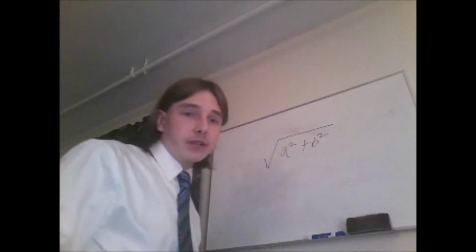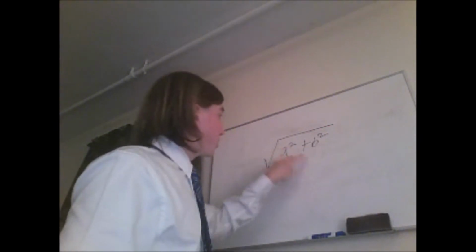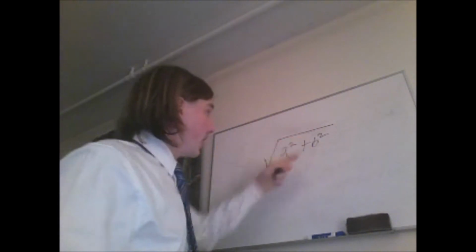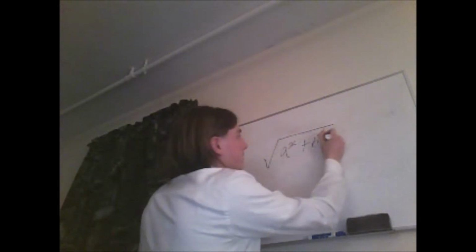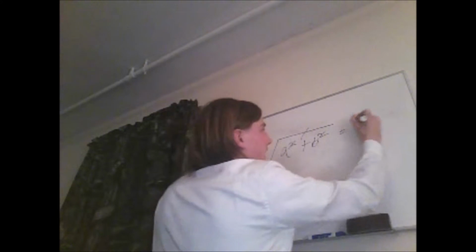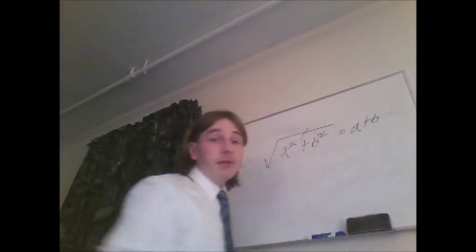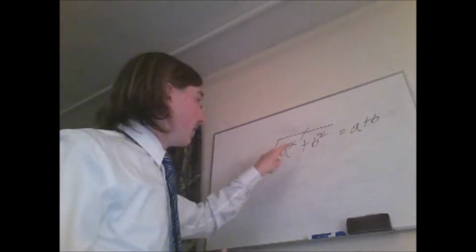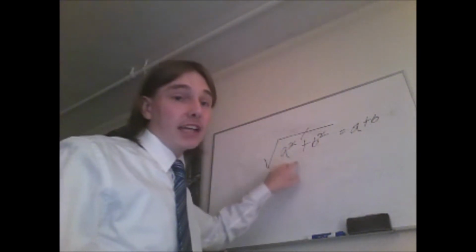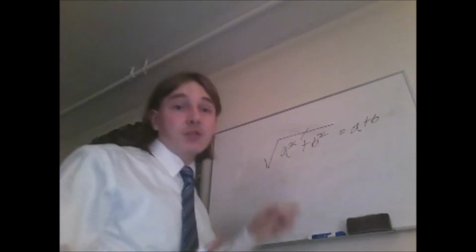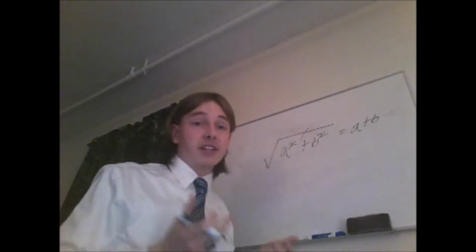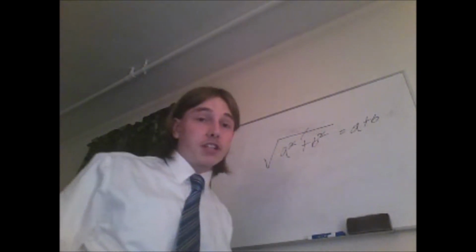Now what most people will do when they see this is they'll see two numbers squared underneath the square root, and they'll say, oh, I know that squares and square roots cancel, so I'll just cancel them and I'll just get a plus b. This would be great if it was a squared times b squared or a squared divided by b squared, because squares and square roots distribute across multiplication and division, but they don't over addition and subtraction.